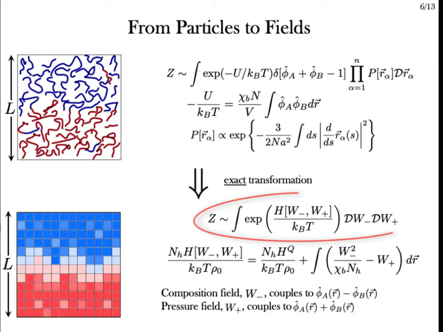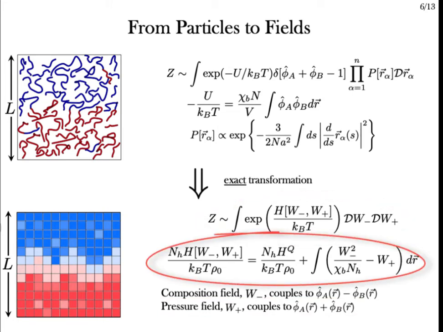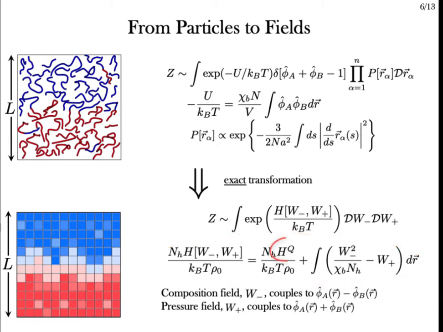We're left with a partition function that's given by a functional integral over these fields. Here the effective Hamiltonian H is given by a Hamiltonian for the non-interacting chains, as well as an integral over the fields themselves. If we want to do simulations or calculations in different ensembles, this is just a matter of swapping out the Hamiltonian for the non-interacting chains, here shown as HQ, for different functions.